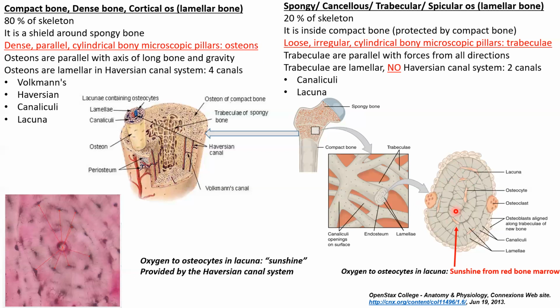Are these bones lamellar? Yeah, look at it. This is lamella 1, 2, 3, 4, 5 of the osteon. And what about this cross section of the trabecula? Look at how many lamellae? 1, 2, 3. It is both lamellar bones. Okay.